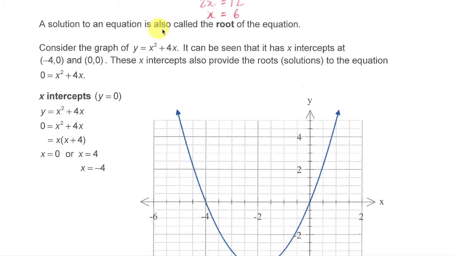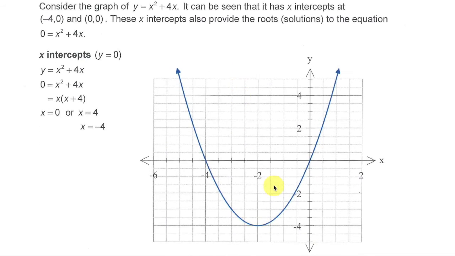When we look at the solution for an equation, sometimes we refer to that as being the root. So if we consider the graph y equals x squared plus 4x, it can be seen that the x-intercepts are negative 4, 0 and 0, 0. So that's shown here below. These x-intercepts also provide the roots or the solutions to the equation 0 equals x squared plus 4x. Because we know for our x-intercepts, the value of y is equal to 0.